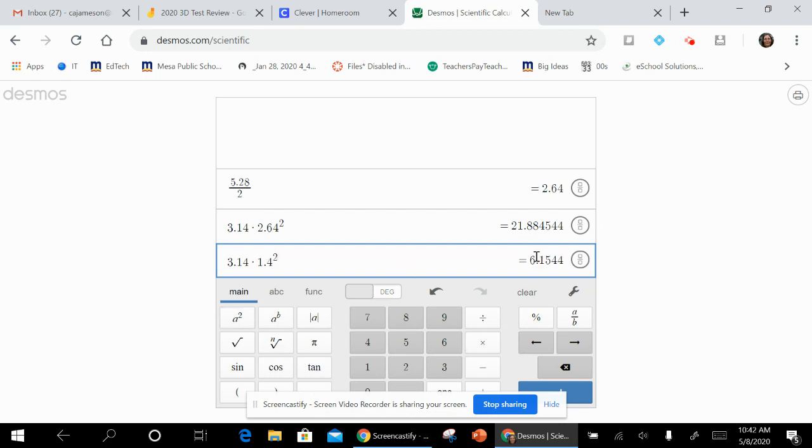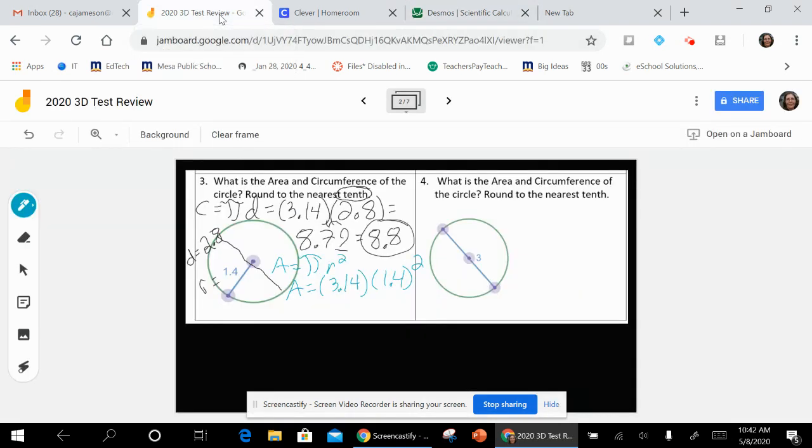Squared, okay, notice what we get. So we get 6 and 1500s. I'm 5 and up, rounded up. So I'm going to round it up to 6 and 2/10.